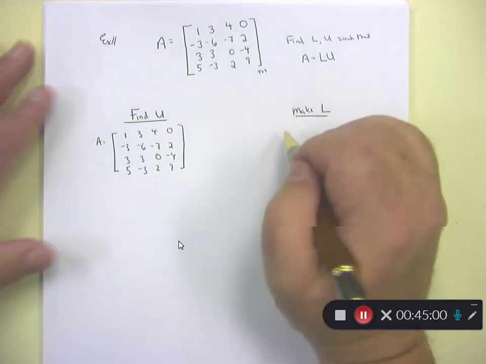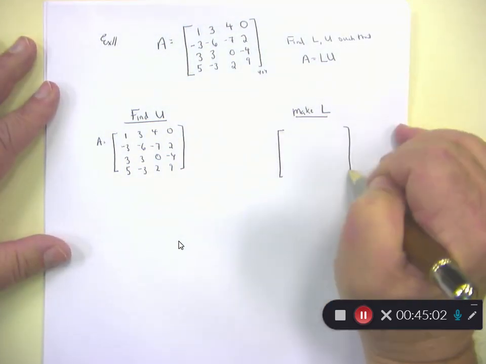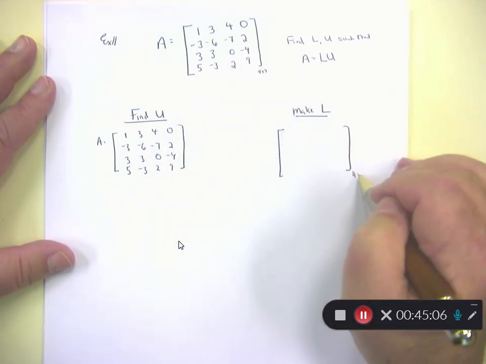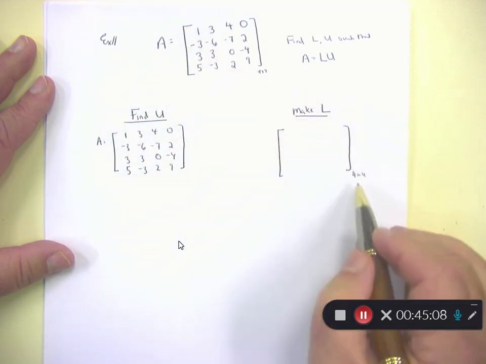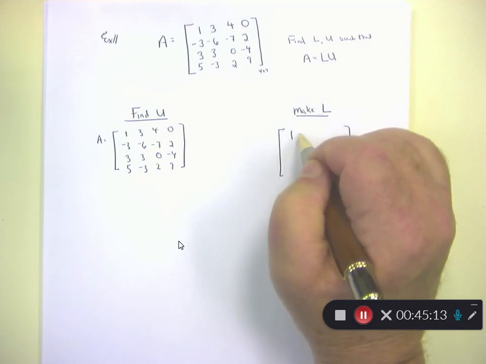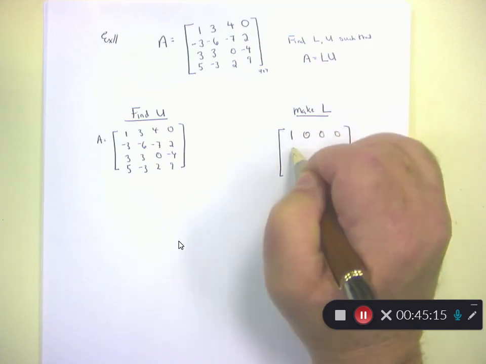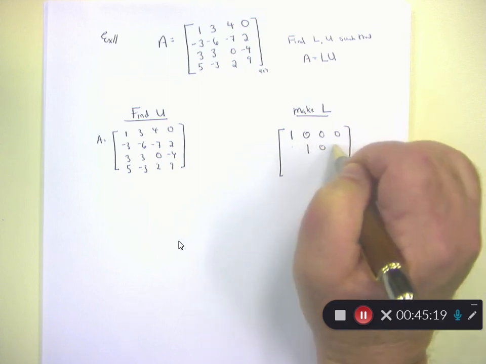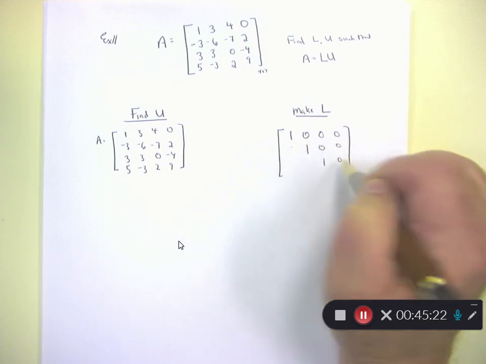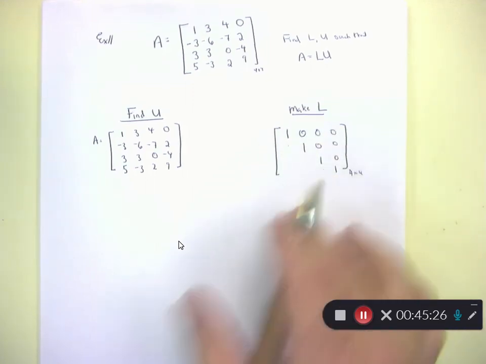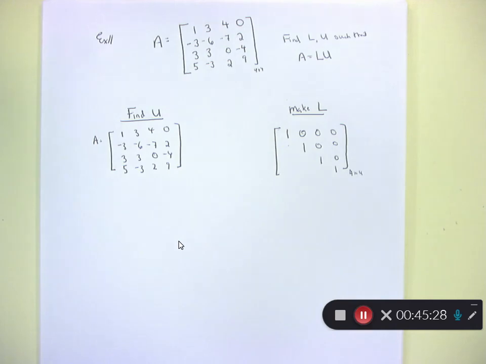Making L, what's so special about L? Well, this guy's square 4x4, so this guy's going to be also square 4x4, whatever the number of rows is, or what square matrix this is. But you're going to have ones on the diagonal. Since it's 4x4, it's 1, 0, 0, 0. Then it's going to be some number, 1, 0, 0, then a number, 0, and it's going to be a 1 down here. Down here is what you need to find, but that's going to be my look of making L out of it. Does that make sense? So here we go.